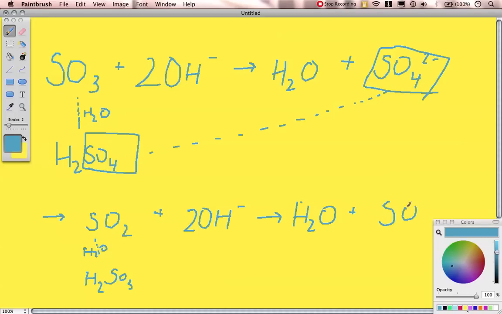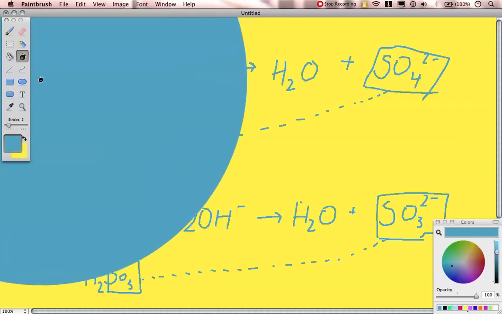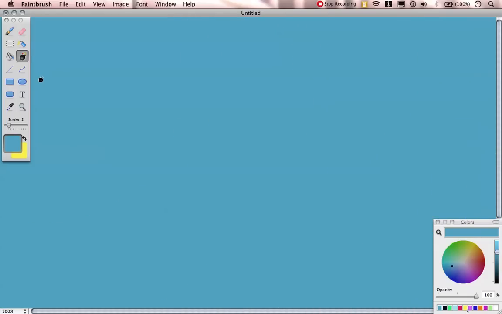It's SO3 2-. And you can see that this sulfurous acid and this polyatomic ion here look very similar. So guys, that is our non-metal oxides and how they, generally speaking, demonstrate acidic properties.